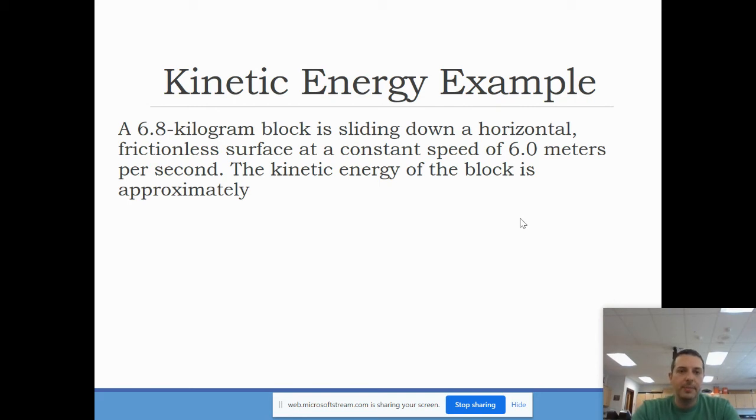Let's go through and do an example of kinetic energy. In this example, you have a 6.8 kilogram block that's sliding down a horizontal frictionless surface at a constant speed of 6 meters per second. Now I want to know what the kinetic energy of the block is.